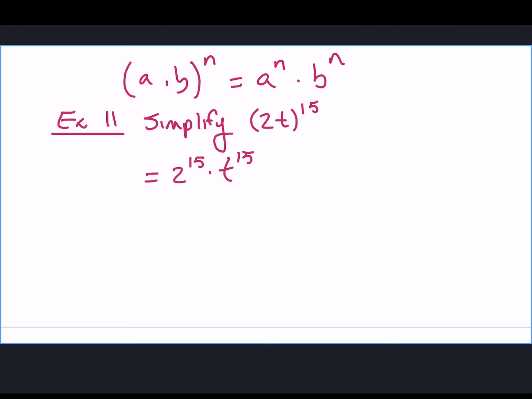Are we done? No. Why are we not done? We need to simplify that 2 to the 15th power. And what does 2 to the 15th give us? It's a big number, right? 32,768 times t to the 15th power. Any questions about that one?